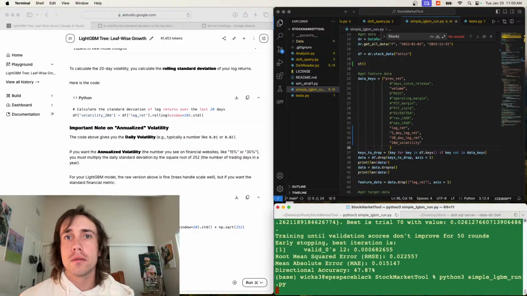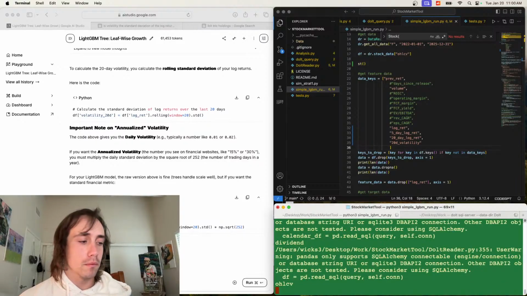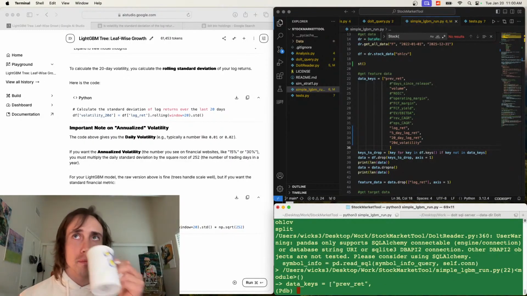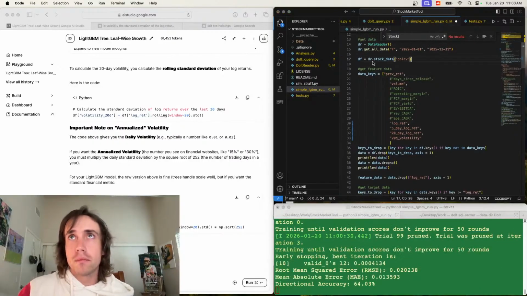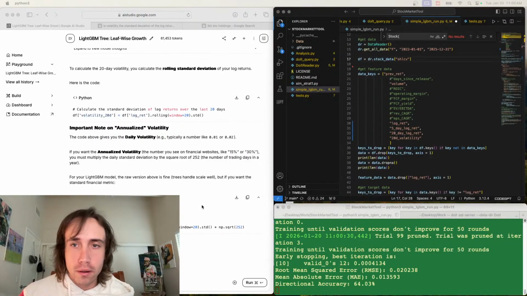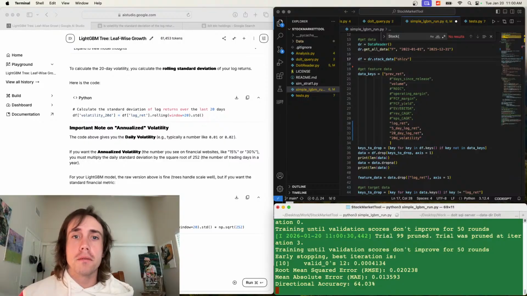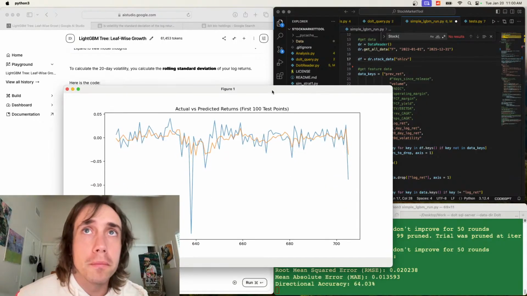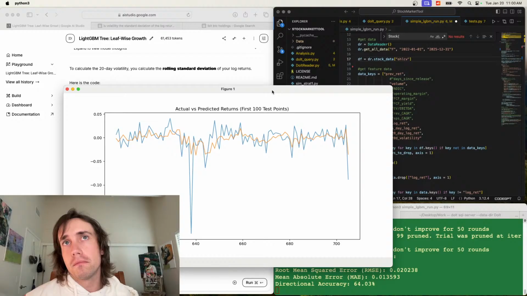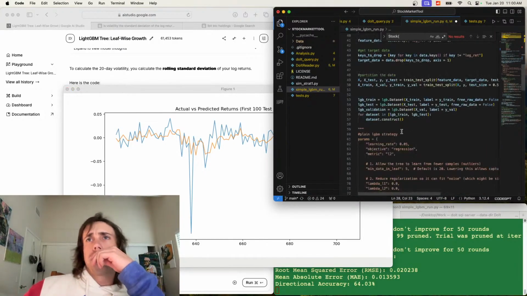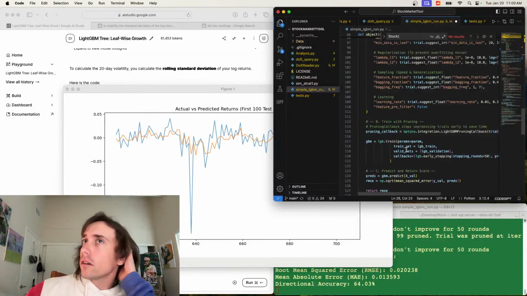So let's go again. Continue, take this out. Just wanted to look at the data. 64%. So now that's way better. And you could just see that it's way better. Nice. So this would be useful. So we need to test the model.